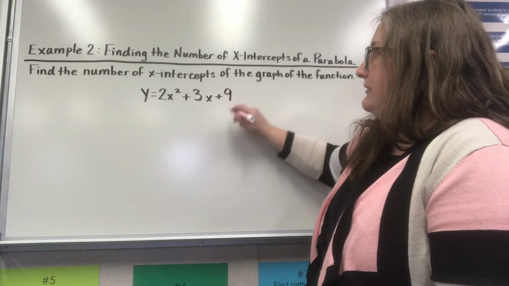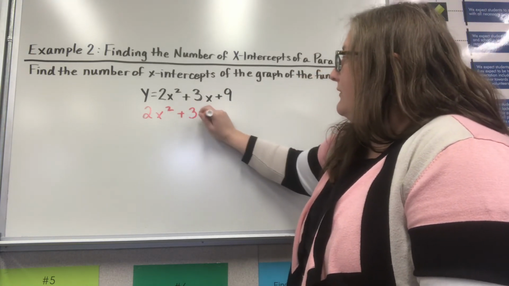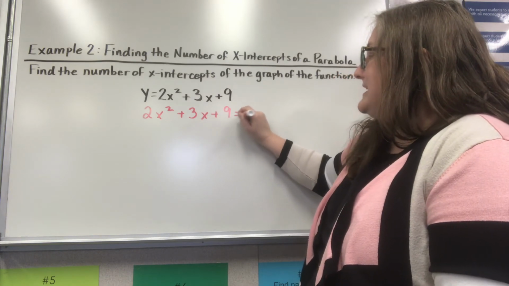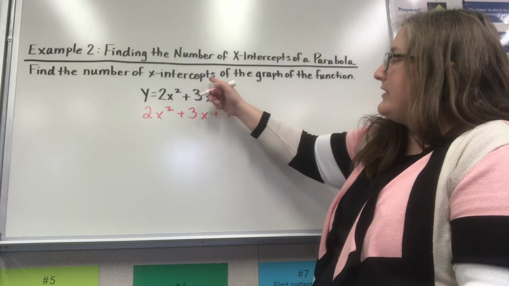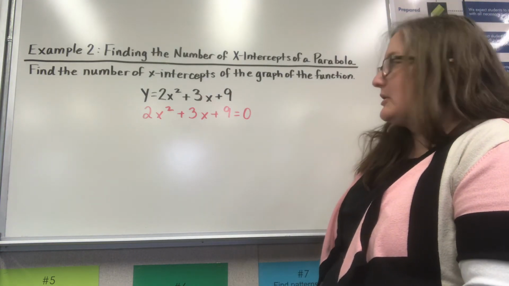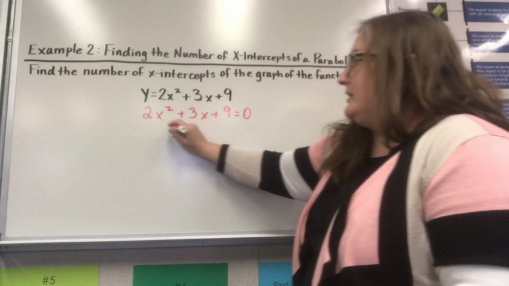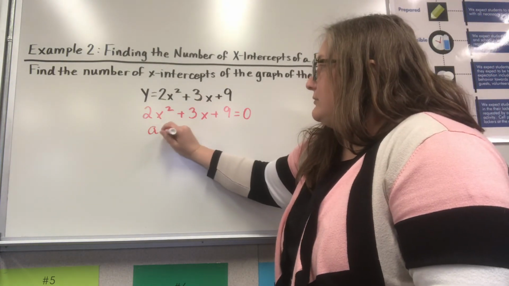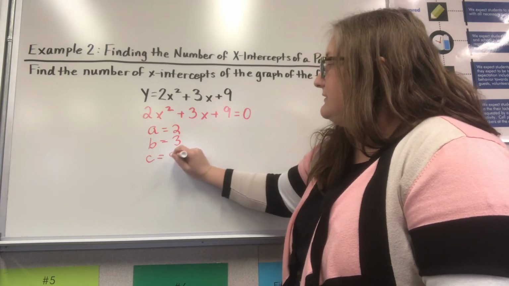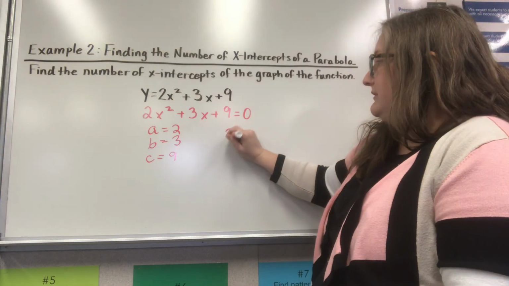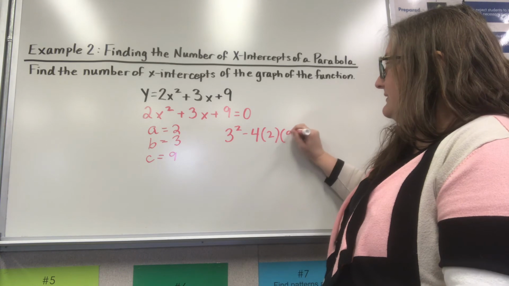So when I'm looking at this quadratic, I'm going to set it equal to 0 and find my a, b, and c values. I want to set it equal to 0 because anytime we have an x-intercept, we get a number comma 0, an output of 0, a y value of 0. So here a is equal to 2, our b value is 3, and our c value is 9. So we're doing b squared minus 4 times a times c.